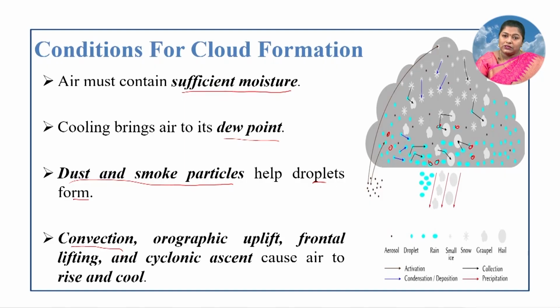And then what are the other triggering factors? That is the convection process, orographic uplift, frontal lifting, and cyclonic ascent. So these are all the processes by which the air is lifted and it cools and it forms the cloud. So these are all the particles which are found in the clouds.